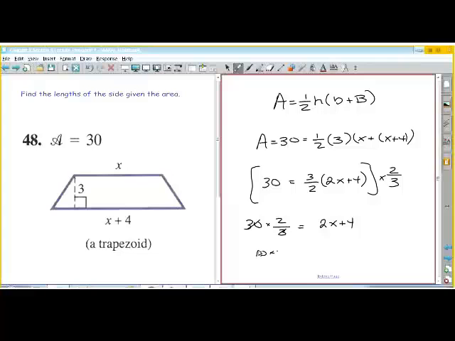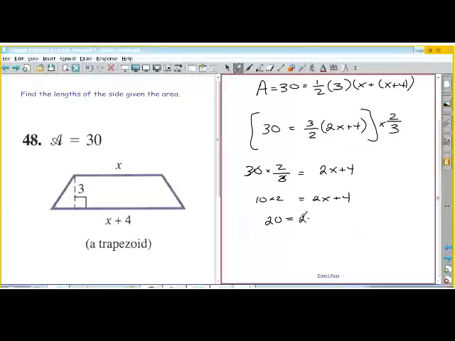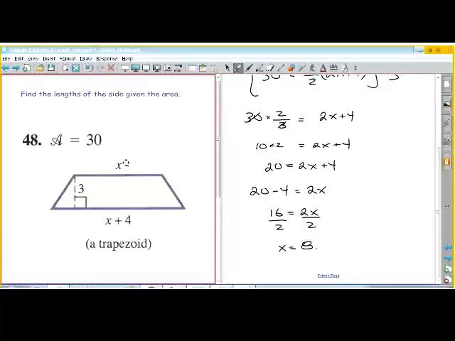Here I can simplify it. 30 divided by 3 is 10. So I get 20 is equal to 2x plus 4. I'm going to move the 4 to the other side, so it'll become negative. Then I'm going to do the math. 20 minus 4 is 16. And then I divide both sides by 2. And I get x is equal to 8. So the answers are 8 and 12.